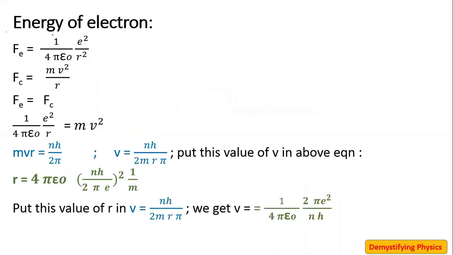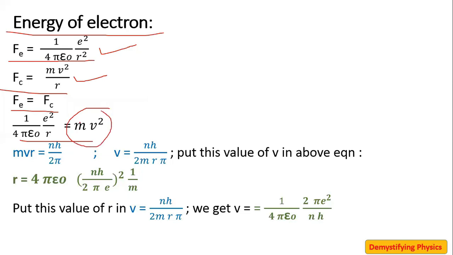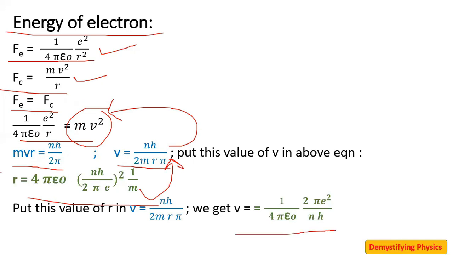Okay, now energy of the electron. Let us first quickly revise this. What we have done, we have found the electrostatic force of attraction between nucleus and electron. Then we found the centripetal force on the electron. We equated both the expressions and found the value of mv square. Then from Bohr's quantization condition, you found the value of v and put this v here, right? And you found r. Then you put this r back into the Bohr's quantization condition expression and you got the value of v. Okay? Now we have to find the energy of the electron.